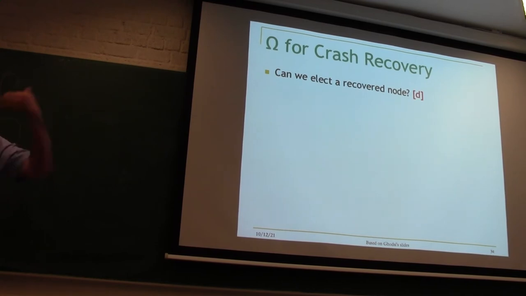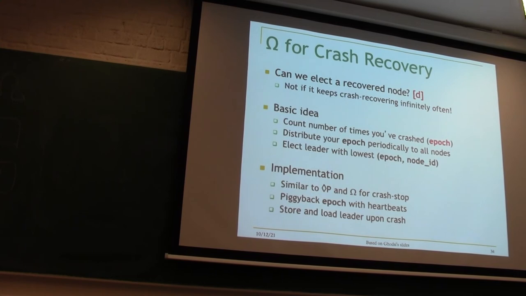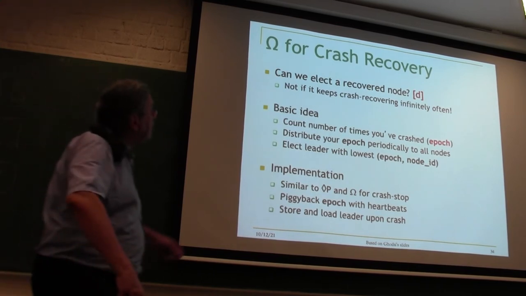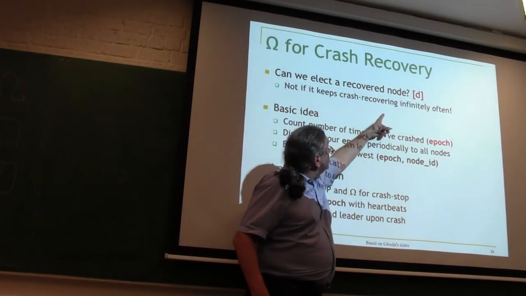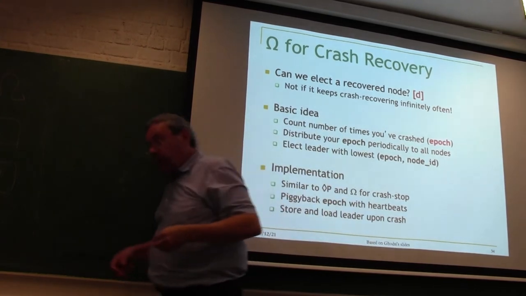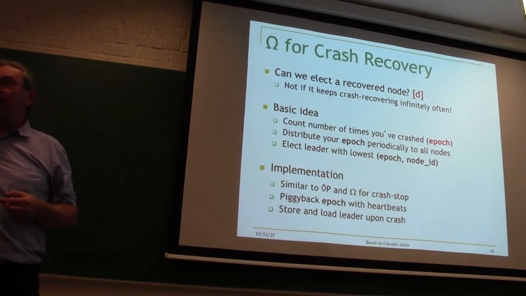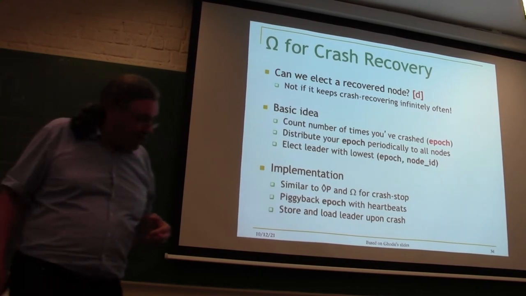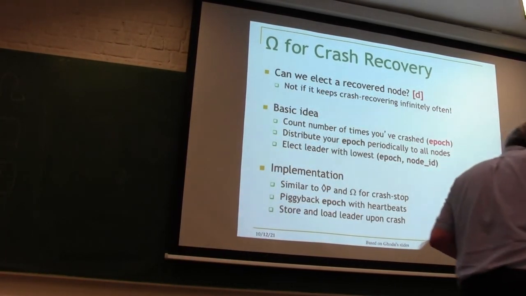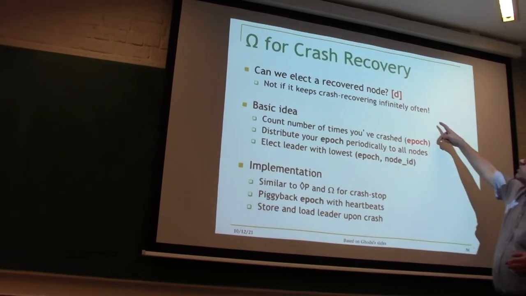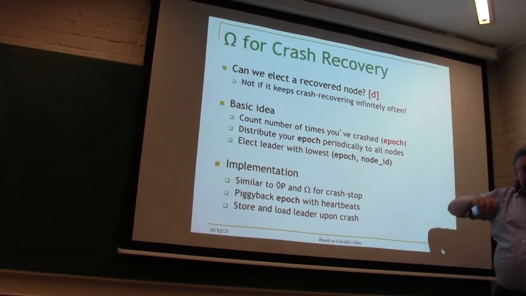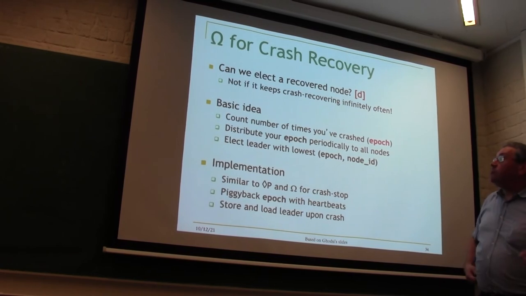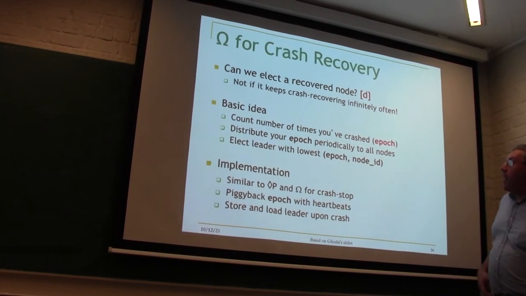But it might crash and recover multiple times. Remember, if it crash-recovers infinitely often, then it's unstable. Then it's a bad node. We do not want to elect an unstable node that keeps crash-recovering forever. It's not right. It's not a good node. So how do you do that?